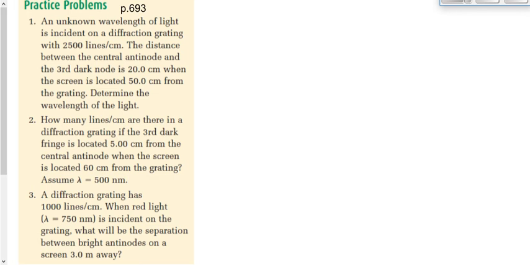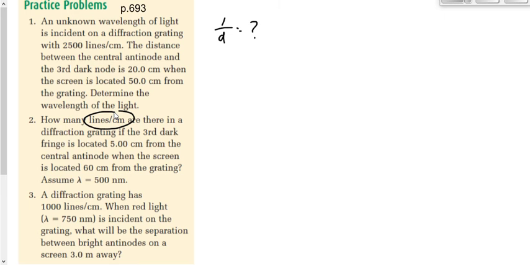Number 2, we're looking for the lines per centimeter. What are we looking for here? Lines per centimeter, what variable is that? It's not x, not L, it's not D, it's 1 over D. Good. So let's write down that we're looking for 1 over D, which is really not all that hard. Just find D and then flip it over.